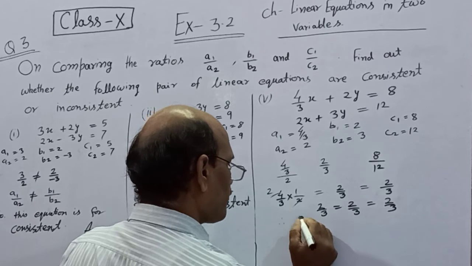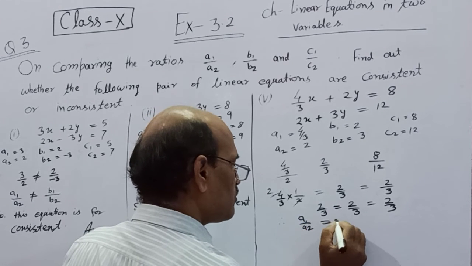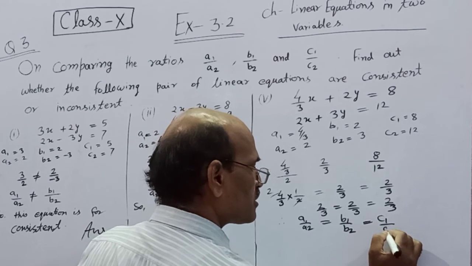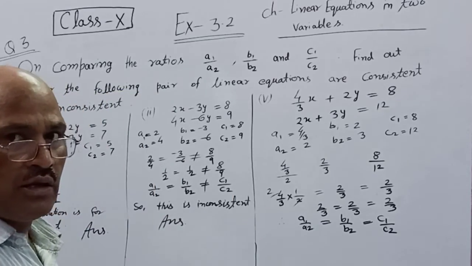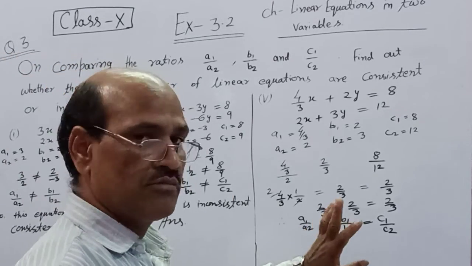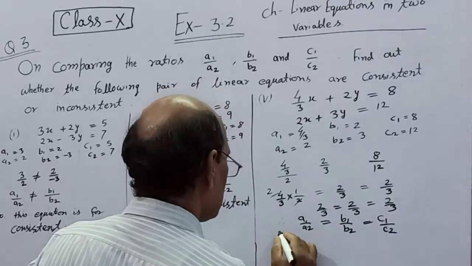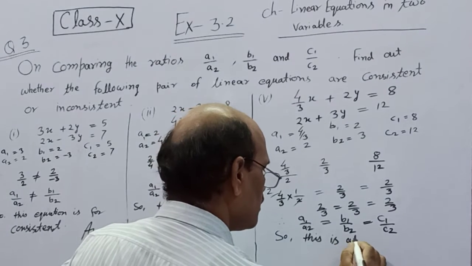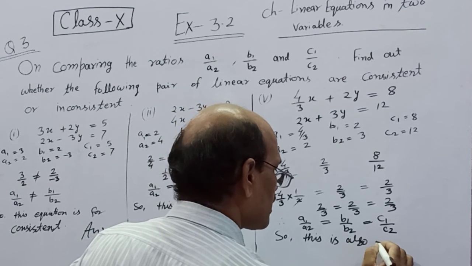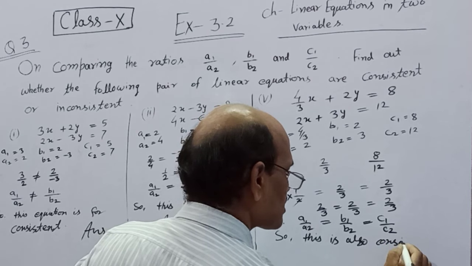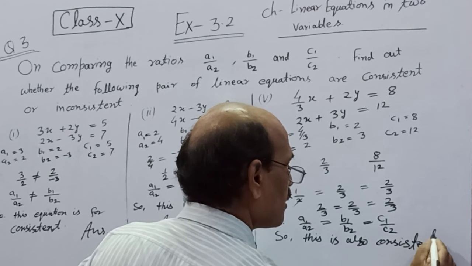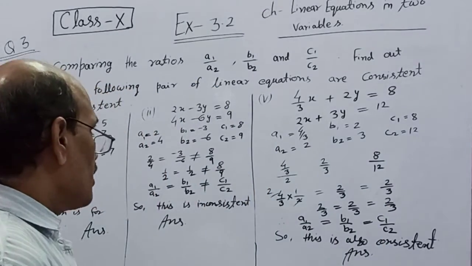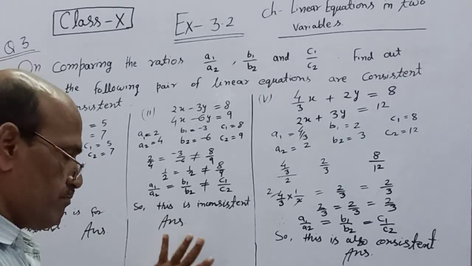Therefore, a1 upon a2 is equal to b1 upon b2 is equal to c1 upon c2. All values are equal, 2 by 3. Okay. So this is also consistent. This is the answer, right? Therefore this question is over, right?